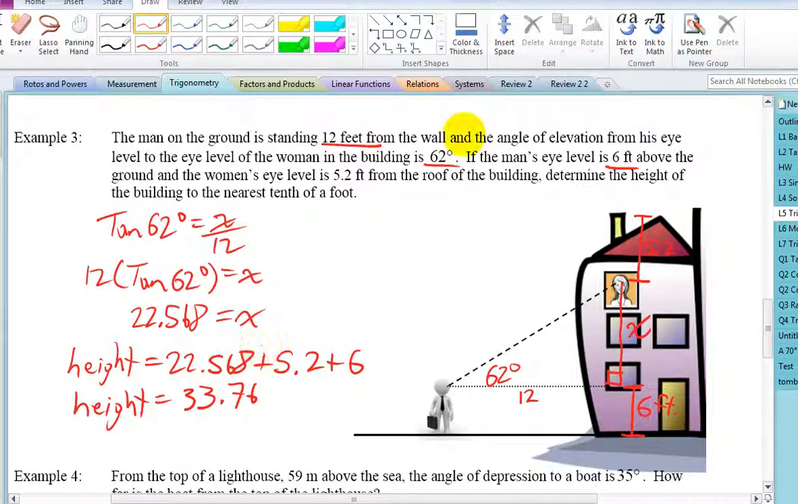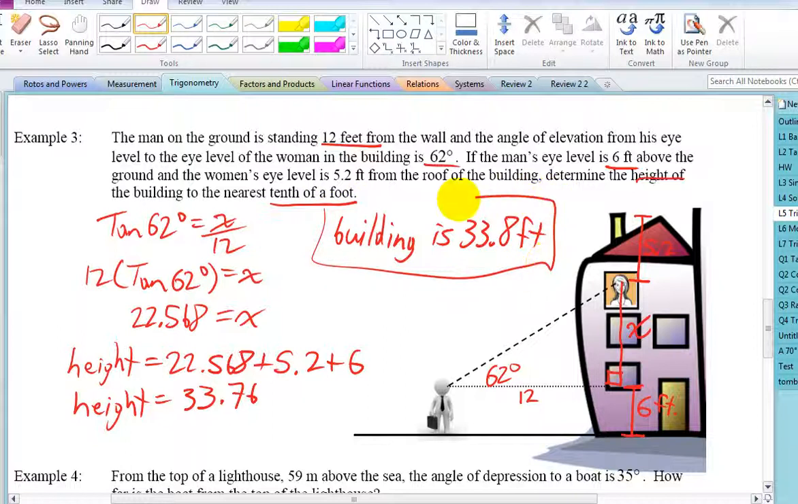Read the sentence. The height to the nearest 1/10 of a foot. So the building is 33.8 feet. Okay. Now that's not a good number.